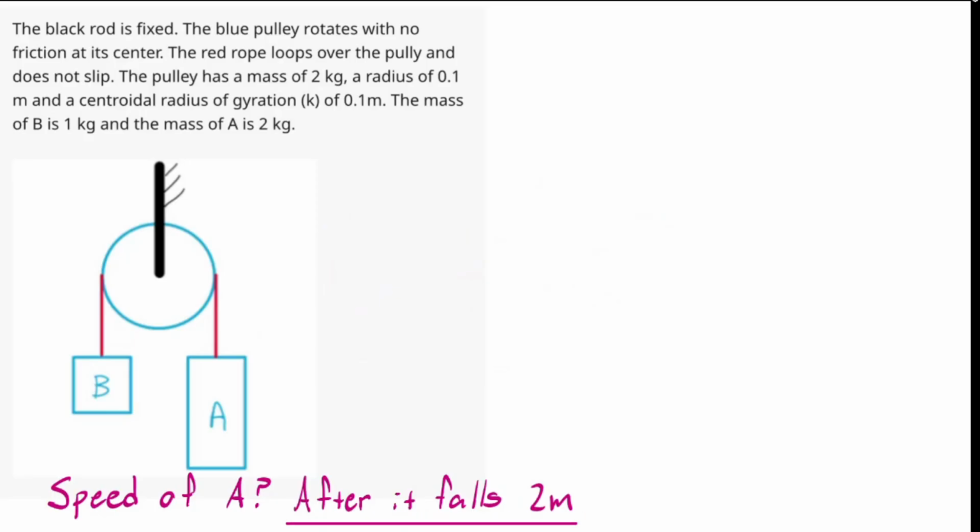There's going to be a couple steps to do this. Whenever you see a radius of gyration, that's essentially a sign that you're going to need a moment of inertia. We don't have to start there. We can start just by analyzing it.